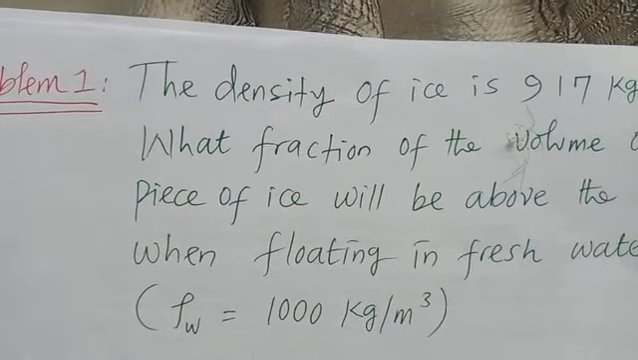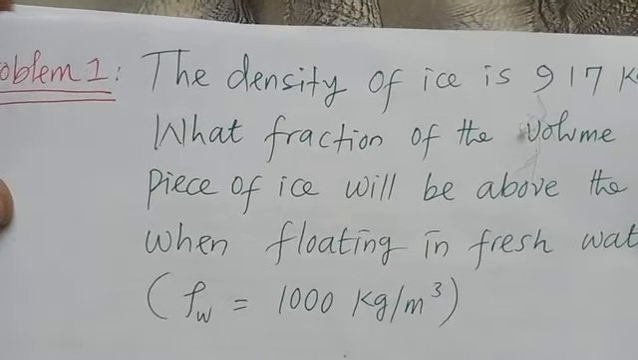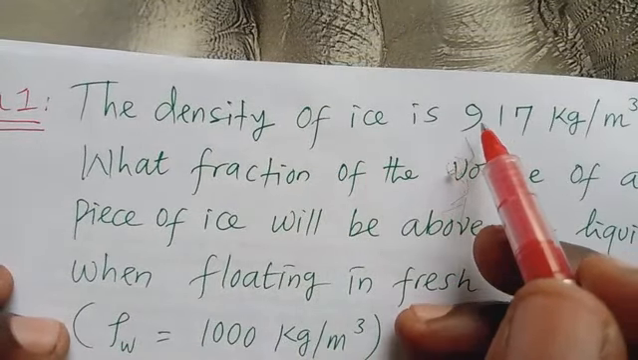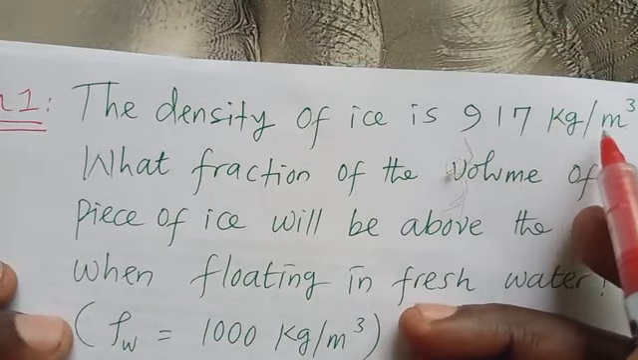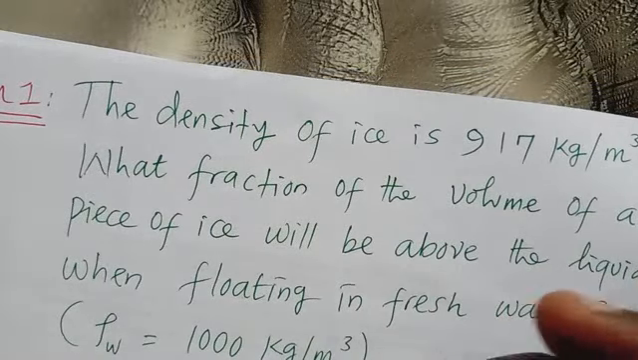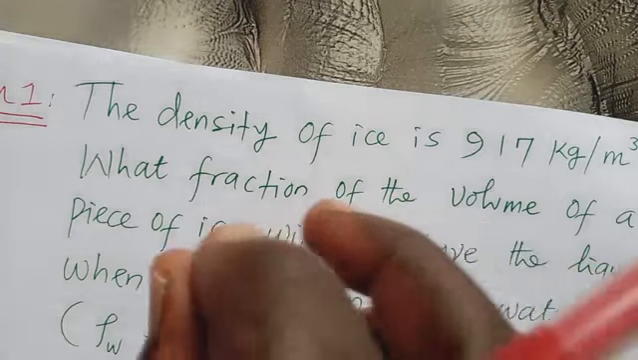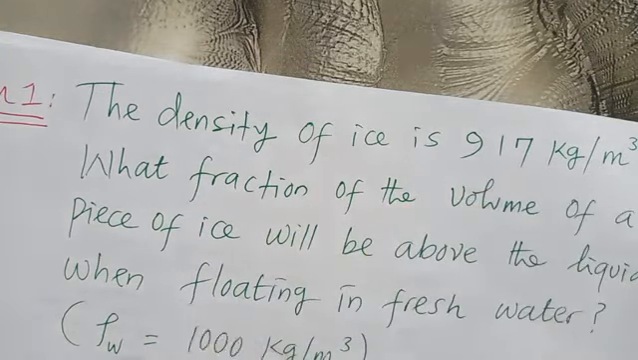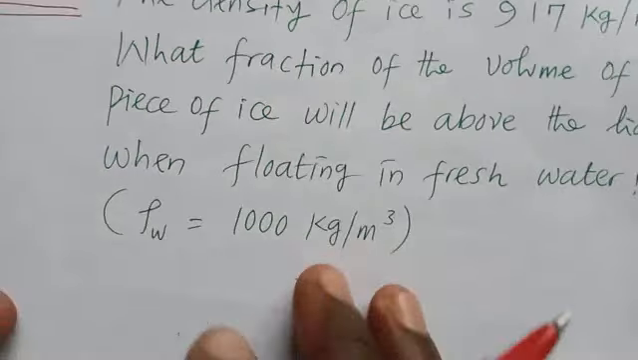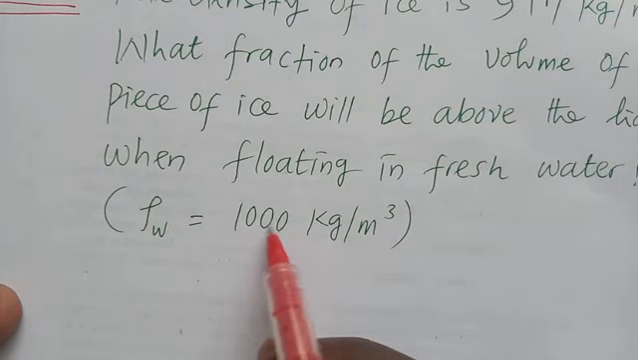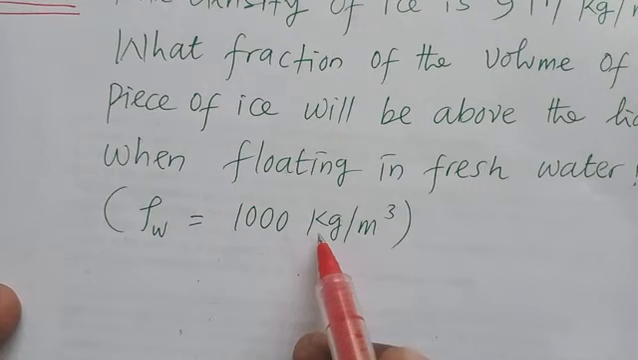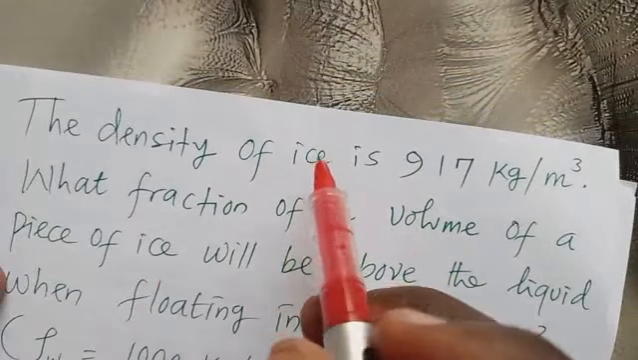Now, according to the principle of flotation that we have just read, the two weights are identical. If you have 50 here, you have 50 here. So it means we can say the weight here is equal to the weight there. So we can equate that and simply say, from the principle of flotation, the weight of the ice is equal to the weight of water displaced.